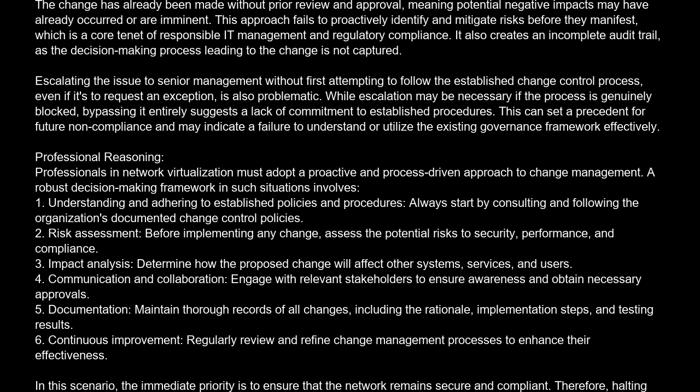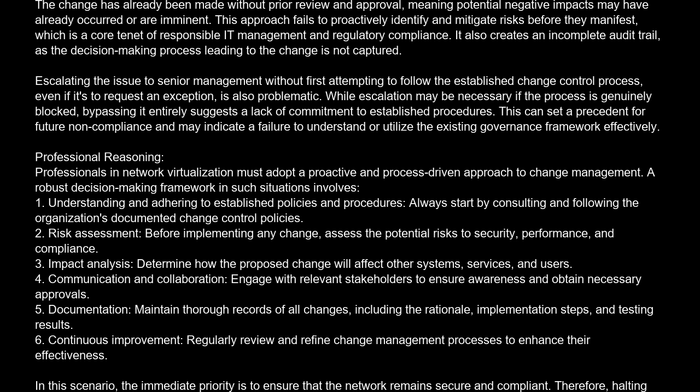Professionals in network virtualization must adopt a proactive and process-driven approach to change management. A robust decision-making framework in such situations involves: 1. Understanding and adhering to established policies and procedures. Always start by consulting and following the organization's documented change control policies. 2. Risk assessment. Before implementing any change, assess the potential risks to security, performance, and compliance. 3. Impact analysis. Determine how the proposed change will affect other system services and users.